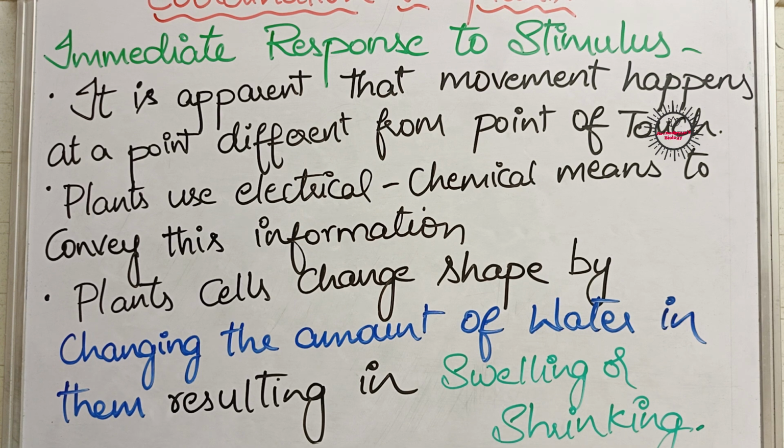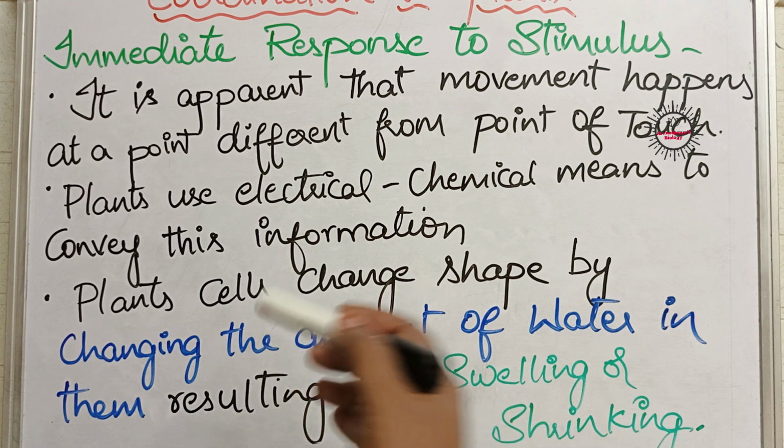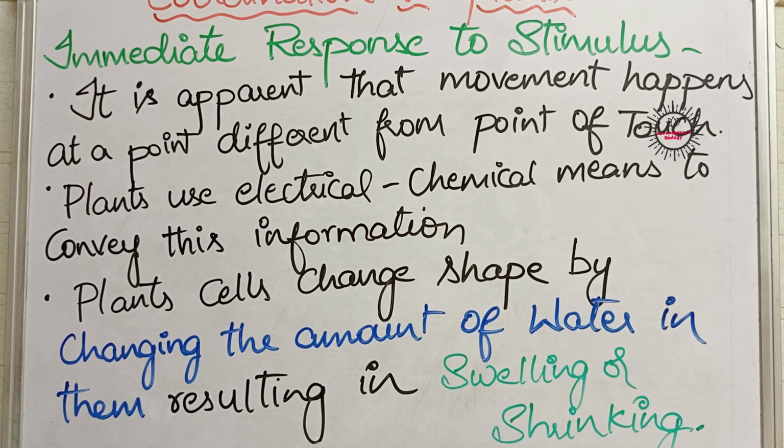In case of animals, after receiving the information, the muscles show movement, isn't it? Some special proteins are present in muscles. Because of the new cellular arrangement, the muscles become short, they change their shape and they move. But in case of plants, no such special proteins are present.